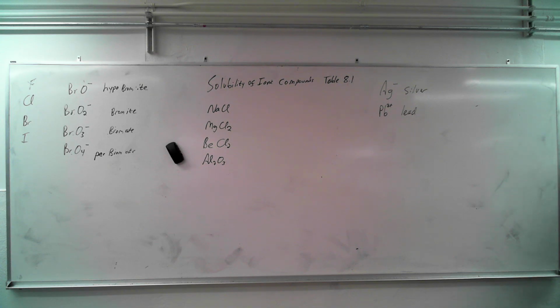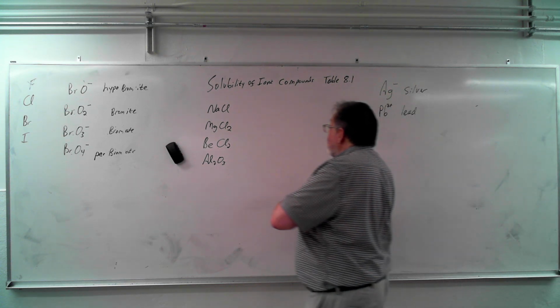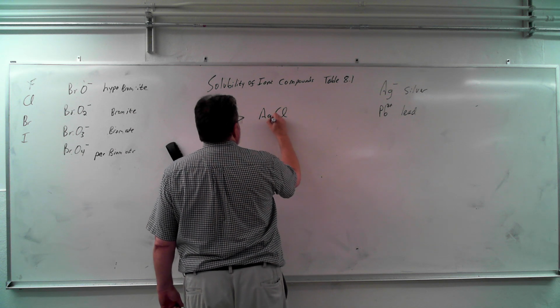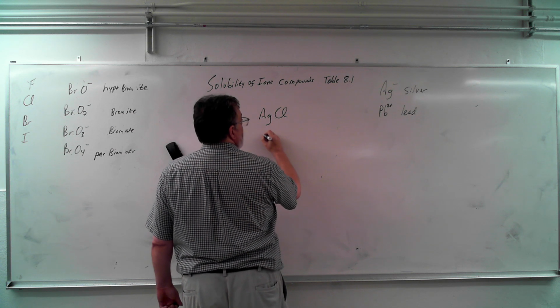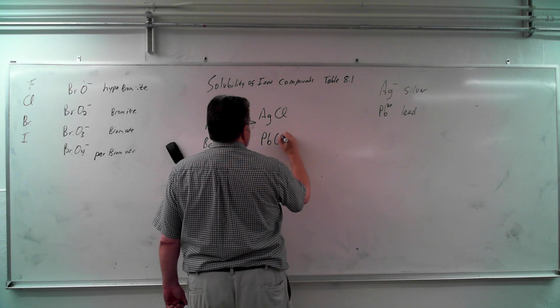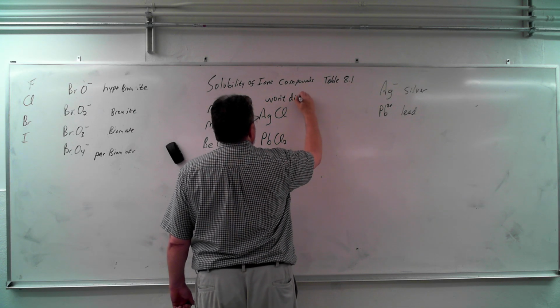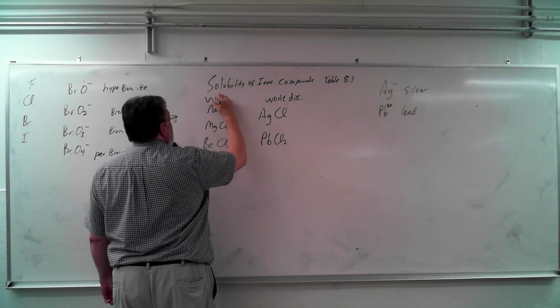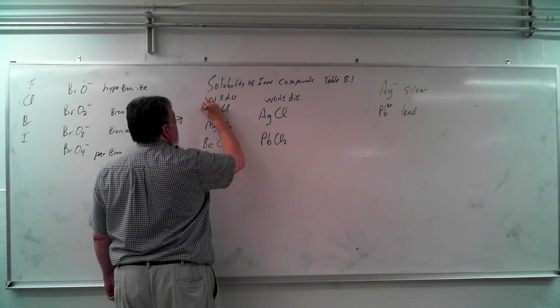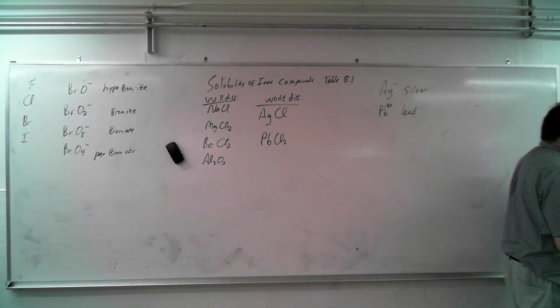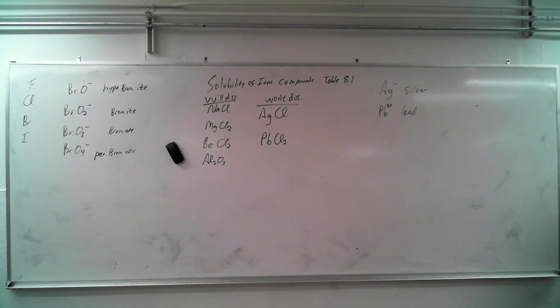The things that won't dissolve in water are these. For example, silver chloride, lead chloride. Won't dissolve. Will dissolve. That's how you use this chart.